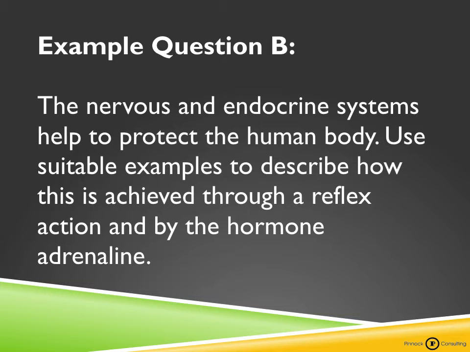In the next example, the learners tend to write about everything they know about the topic and fail to select the correct content suitable to address the question. So they just suddenly see the nervous or the endocrine system and they write as much as they can about it instead of actually looking at what is needed in this question.